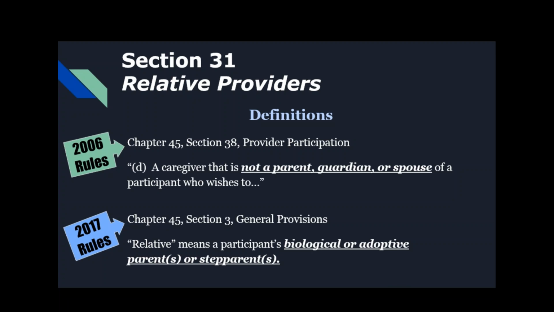Section 31, relative providers. So here are the definitions. In 2006, the rules under Chapter 45, Section 38, provider participation, stated that a caregiver that is not a parent, guardian, or spouse of a participant who wishes to provide services must meet certain requirements. The new rules in 2017 now state under Chapter 45, Section 3, general provisions, that a relative means a participant's biological or adoptive parent, or step-parents would be defined as a relative provider.